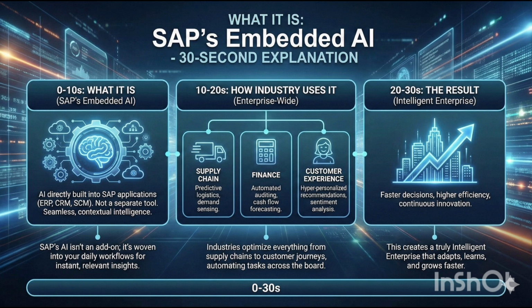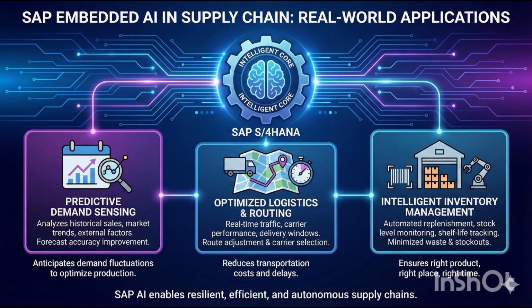How is industry using it? Supply chain is using it for predictive logistics and demand sensing. Finance is using it for automated auditing and cash flow forecasting, and customer experience is using it for hyper personalized recommendations and sentiment analysis. As a result, we have faster decisions, higher efficiency, continuous innovation, and this creates a truly intelligent enterprise that adapts, learns, and grows faster. Industries optimize everything from supply chains to customer journeys, automating tasks across the board.